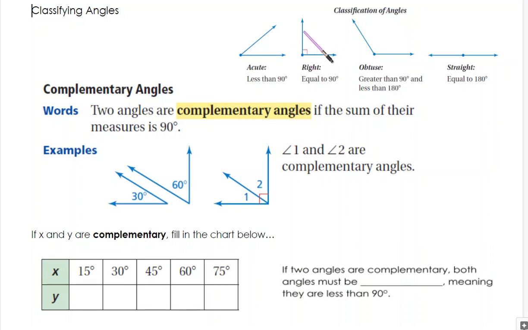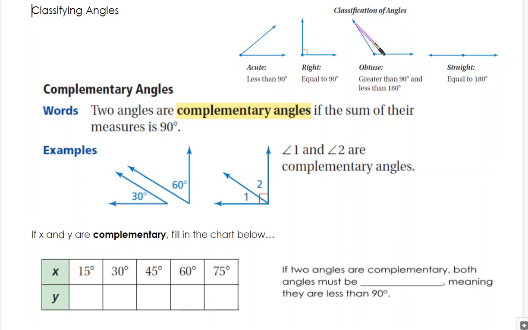There's a right angle, which we just learned with Pythagorean theorem, right? A right angle means it equals 90 degrees. That's one type of angle. Another type of angle is called an acute angle. An acute angle is less than 90 degrees, right? A little teeny acute angle, right?